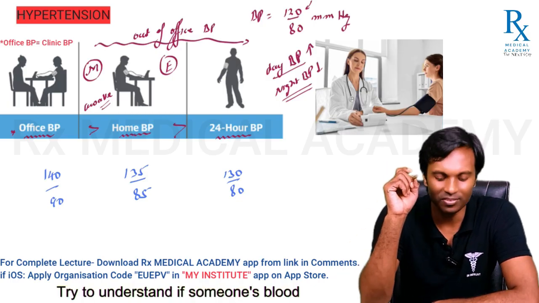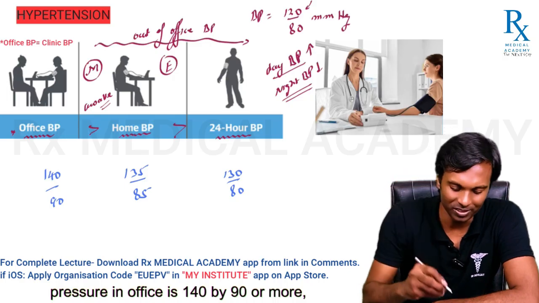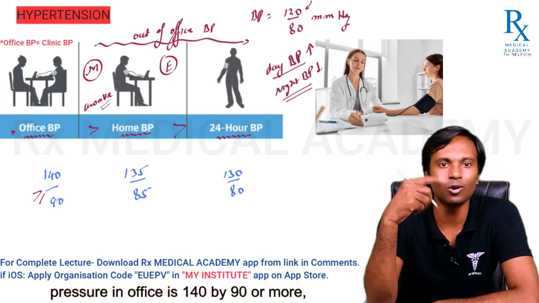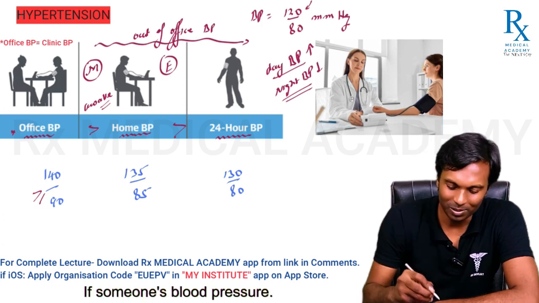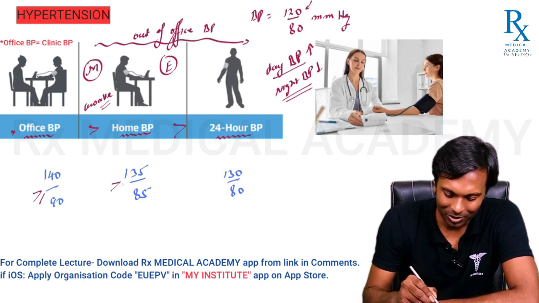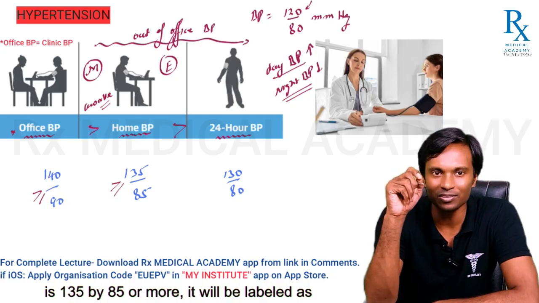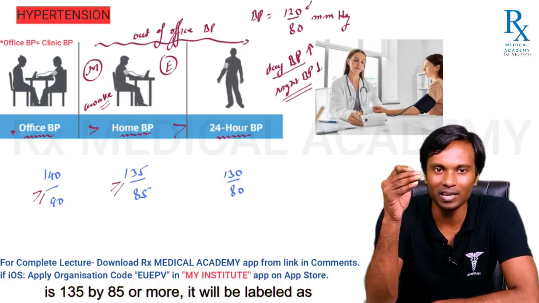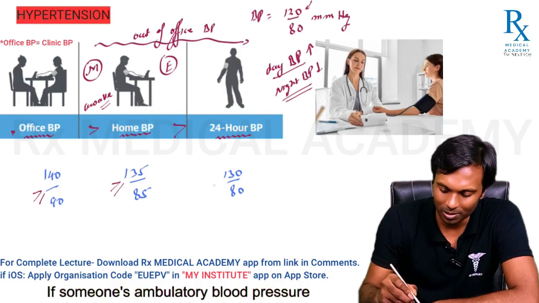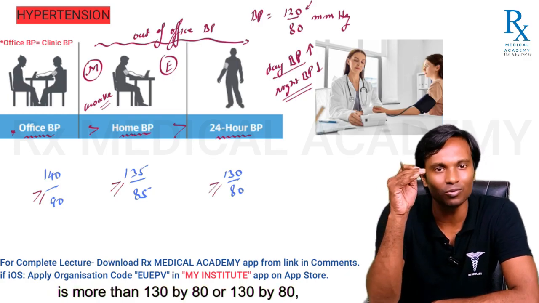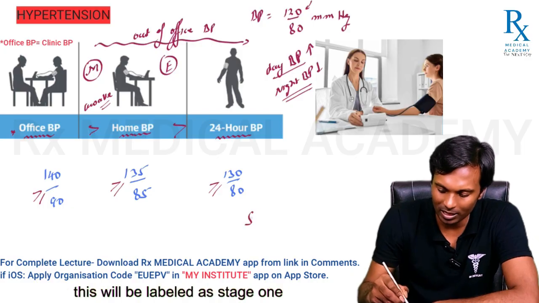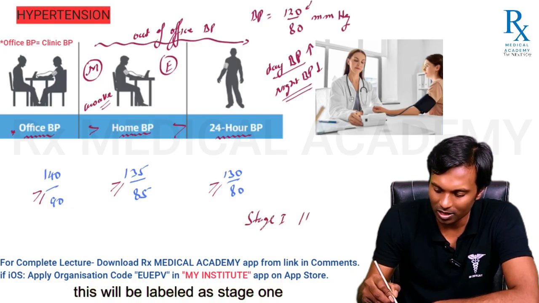Try to understand, if someone's blood pressure in office is 140 by 90 or more, it will be labeled as stage 1 hypertension. If someone's blood pressure at home is 135 by 85 or more, it will be labeled as stage 1 hypertension. If someone's ambulatory blood pressure is 130 by 80 or more, this will be labeled as stage 1 hypertension.